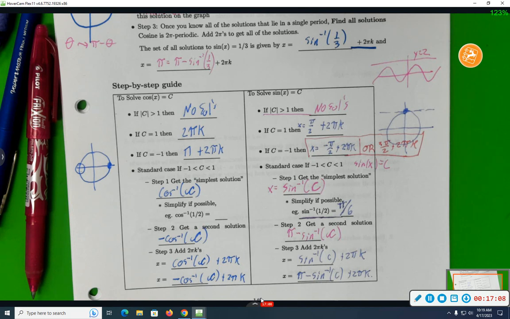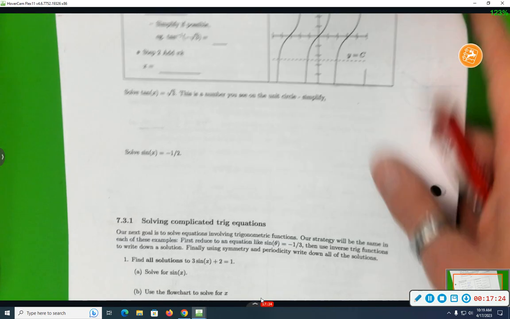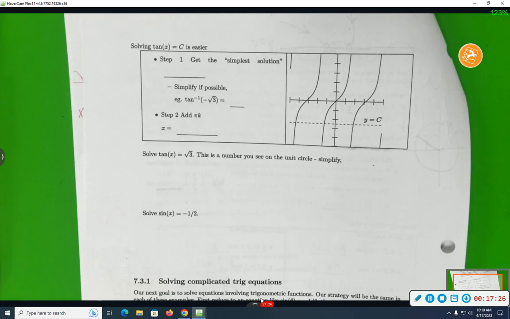I'm going to get one more table because there's one more trig function we're thinking about, and that's tangent. And then we'll start solving equations. So let's talk through tangent. And in fact, this will be relieving. Tangent of x is easier. There are no weirdo cases. All cases will be treated the same way. So, tangent equals c.